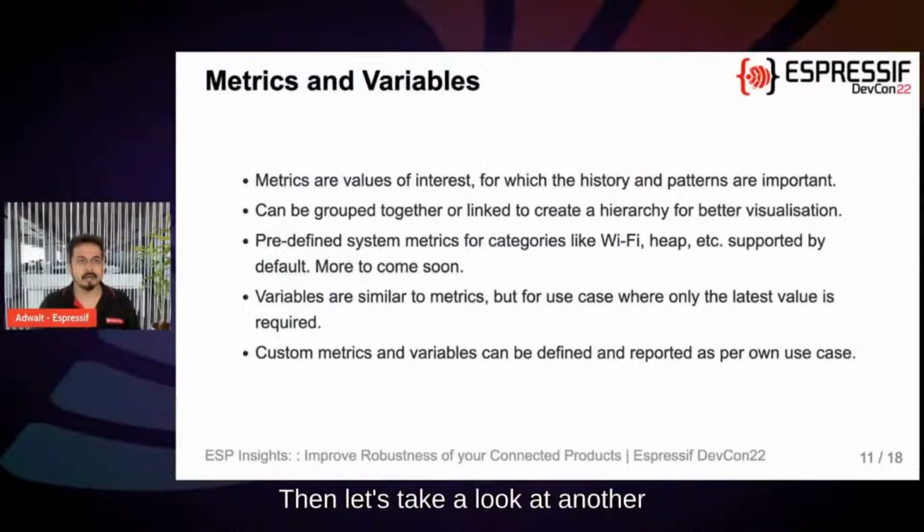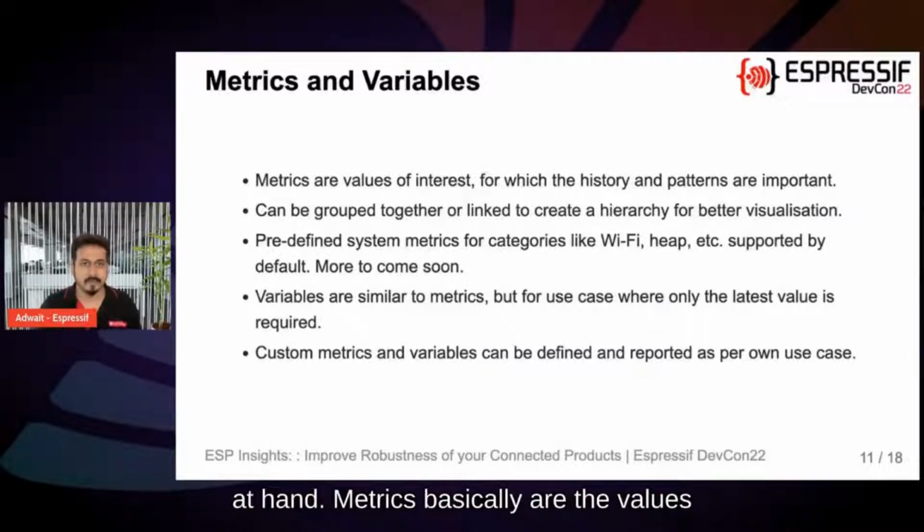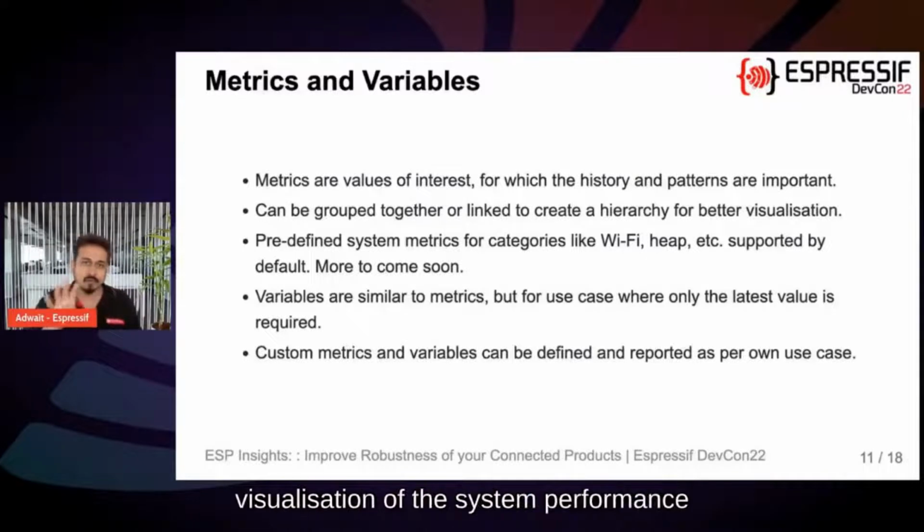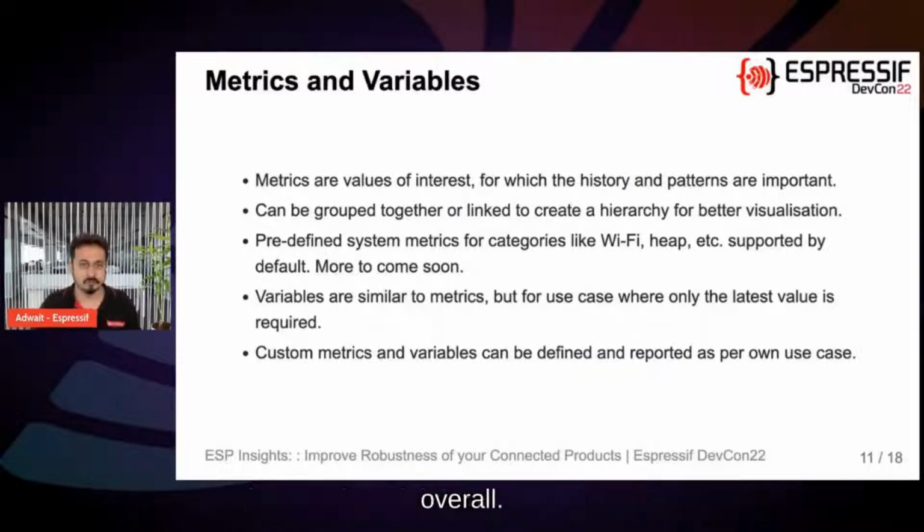Then let's take a look at another important feature, which is the metrics and the variables. As I said previously, scanning through the whole set of logs sometimes becomes difficult to reach an exact issue at hand. Metrics basically are the values of interest for which there is also a historical pattern, and it provides trendings and timeline values as well. So it gives a good visualization of the system performance overall.